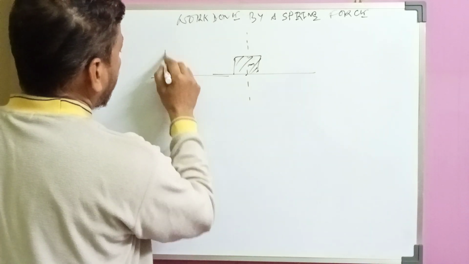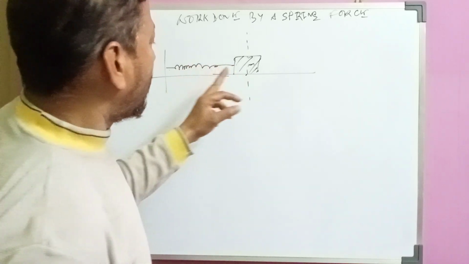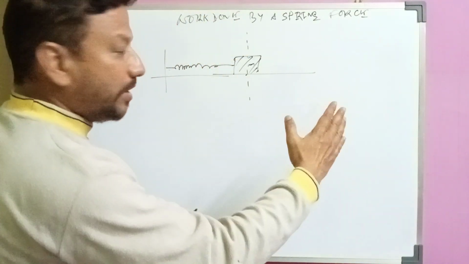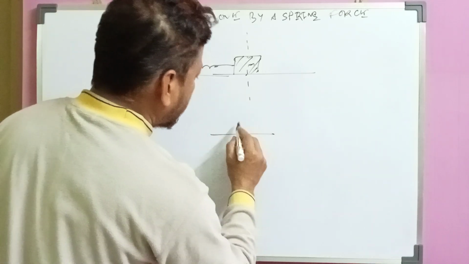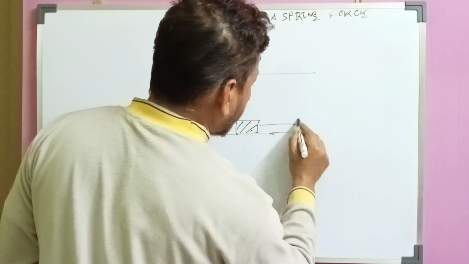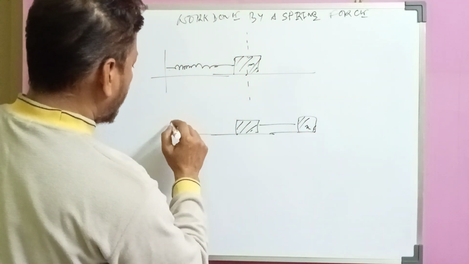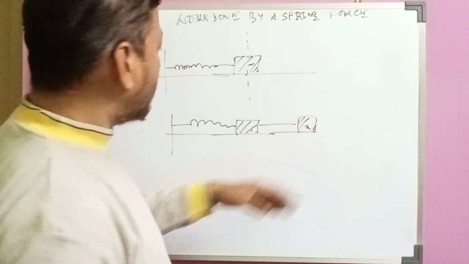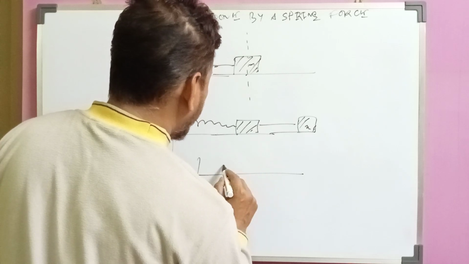From here, a spring is attached to the mass. Now, two cases will be here. The first case will be like this: we can stretch it up to here. And another case will be: we can stretch up to here.